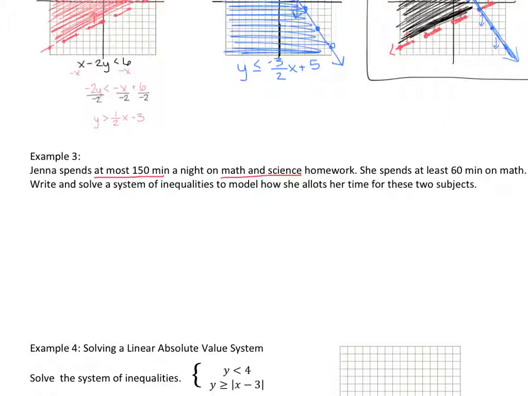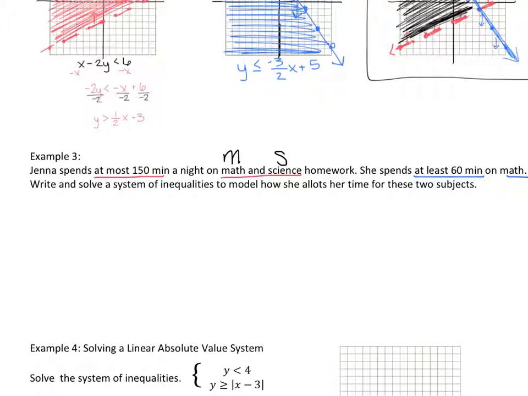She spends at least 60 minutes on math. We need to write and solve a system of inequalities to model how she allots her time for these 2 subjects. Alright, first let's figure out what our variables are going to be. We're talking about two different subjects, right? Math and science. So what letters do you want? M and S? Sounds great. So math will be M, science will be S. And that's going to be the time she spends on it.